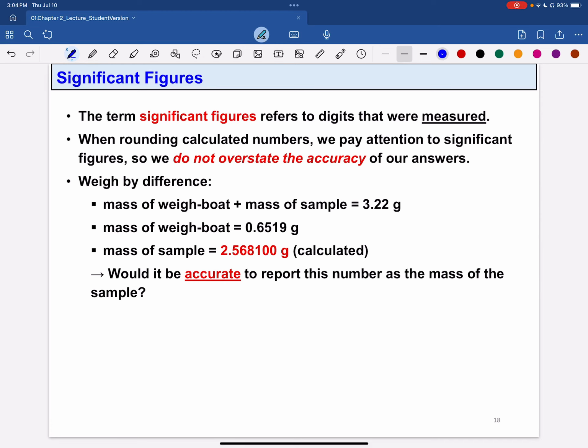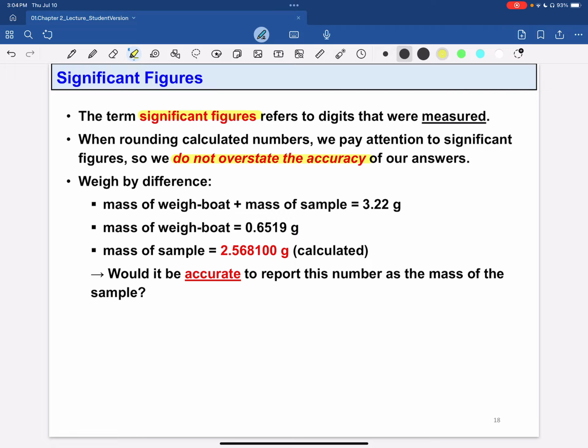Welcome. In this lecture, we will talk about significant figures and their rules. The term significant figures refers to the digits that were measured. Why do we pay attention to significant figures? Because we don't want to overstate the accuracy of the measurement.